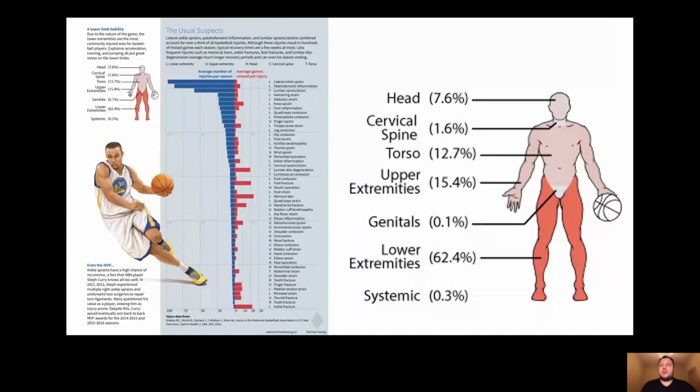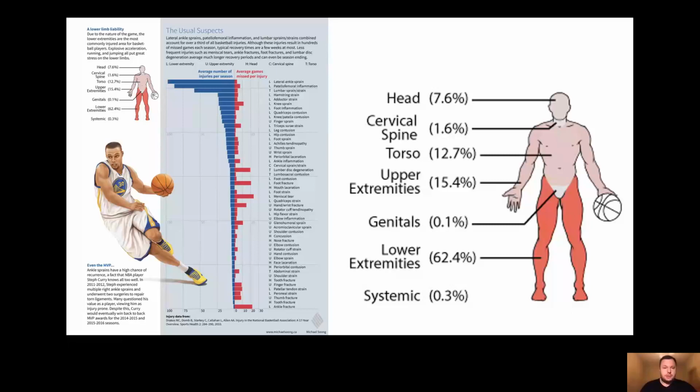So talking about the most common injuries in basketball, the majority of the injuries in basketball are focused on the lower extremities. It's about 62%, and it's data from the National Basketball Association 70 years overview, which was published in 2010. This graph here is showing the average number of injuries per season, so that means how many injuries were registered. And in red color, we see the average games missed per injury.